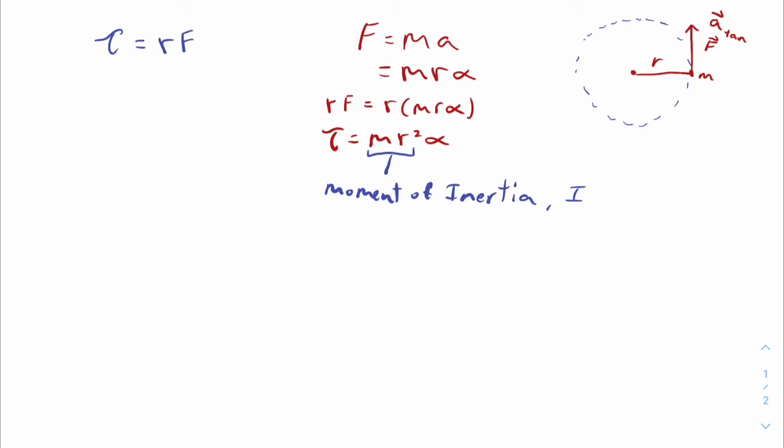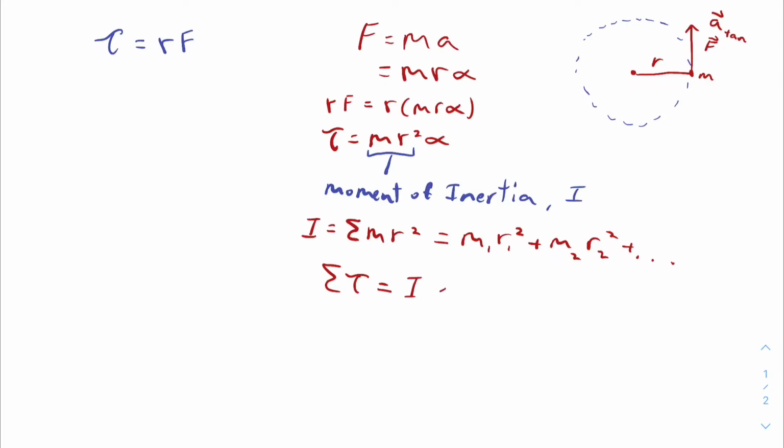However, this is only the moment of inertia for a single rotating particle. For solid objects, we need to sum together the moments of inertia for every particle. This means that we must sum the mass multiplied by the distance from the center of rotation squared for each particle. For a solid object, we can also say that the sum of all torques is equal to the moment of inertia multiplied by the angular acceleration. This is because the angular acceleration will be the same for every particle in that object.